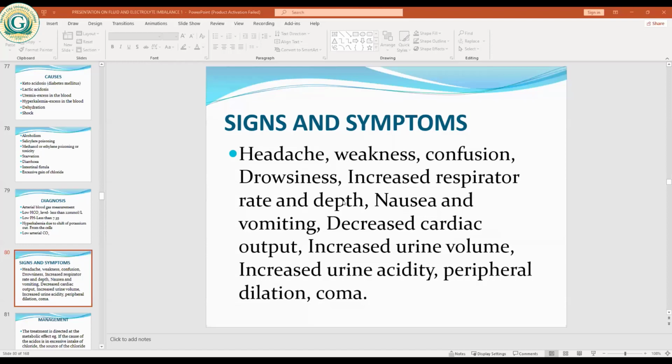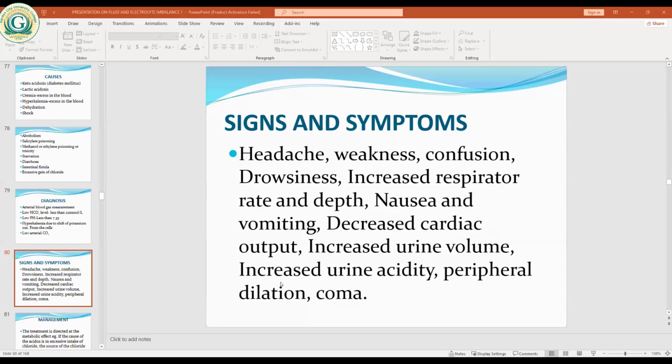You breathe deep and out, trying to bring out more carbon dioxide and take on fresh oxygen, because you have accumulated so much carbon dioxide inside you that you need to bring them out. Nausea and vomiting, definitely nausea and vomiting will lead to dehydration. Decreased cardiac output, increased urine volume, increased urine acidity because you are dealing with an acidic medium, and there's peripheral dilatation and coma. Sometimes you can even go into coma in extreme cases.